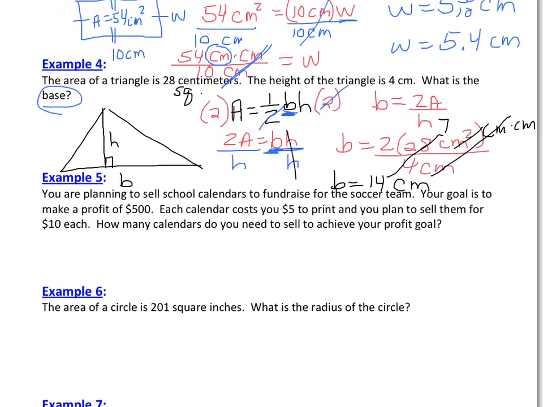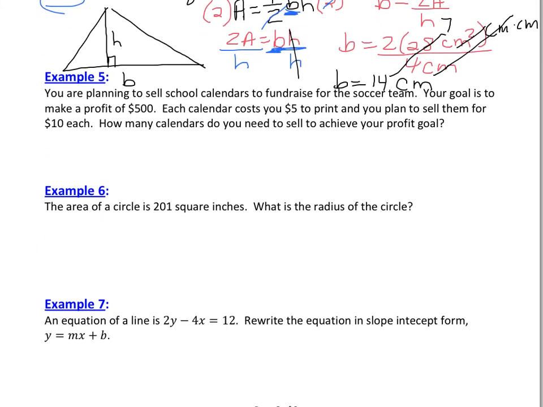All right, let's try 3 more examples and then we're done. Example 5. You are planning to sell school calendars to fundraise for the soccer team. Your goal is to make a profit of $500. So let's write that down. Profit of $500. Each calendar, each is a key word here. Each calendar costs you $5 to print. That means those are costs or expenses.